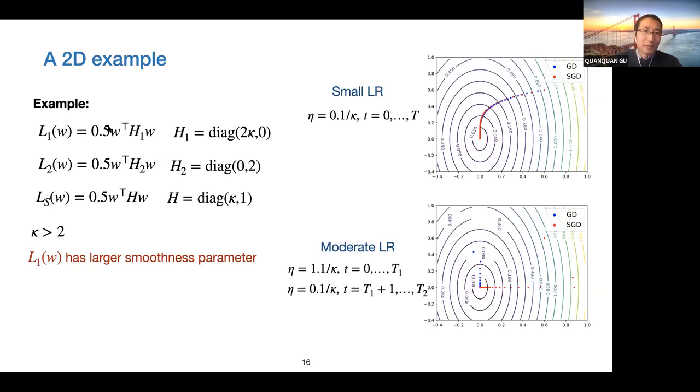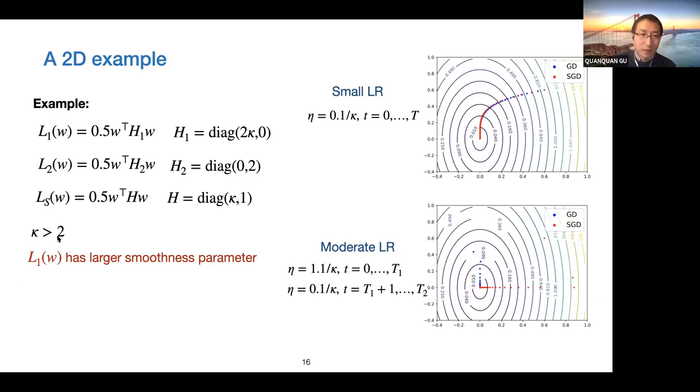Okay. And remember that the entire objective function is the average of L1 and L2. So we write it as L_S. If you do averaging, you get H. So H is a diagonal matrix. The first element equals kappa, because this is 2 kappa plus 0 divided by 2, you get kappa. The second element equals 1, because you do the calculation 0 plus 2 divided by 2, you get 1. Okay. So this is an example.